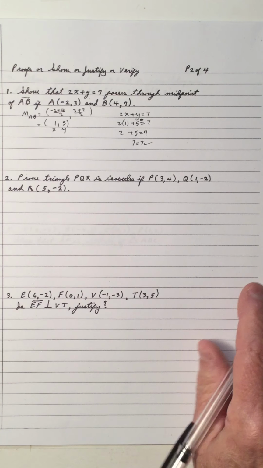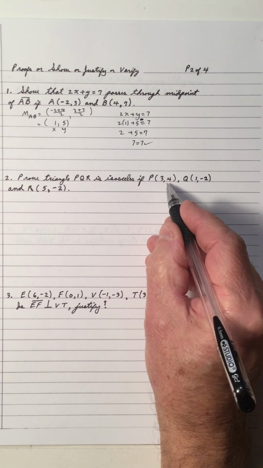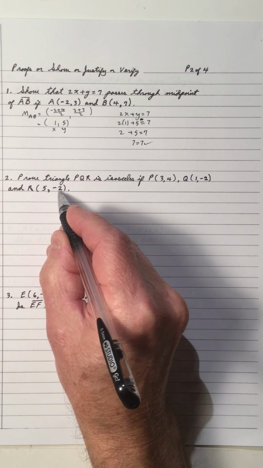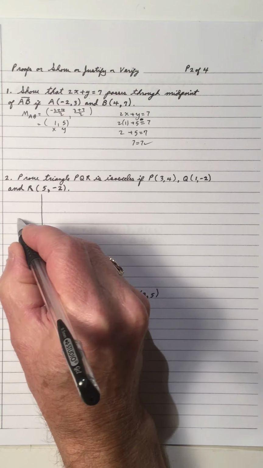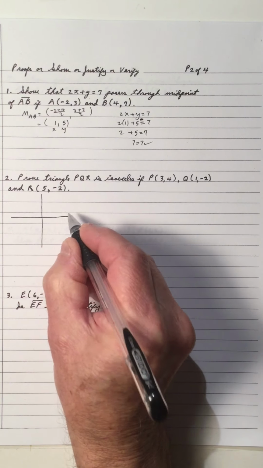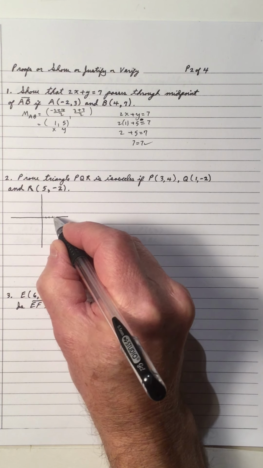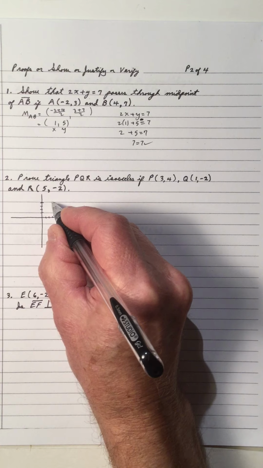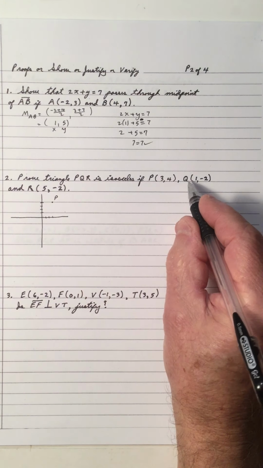Number 2, prove that the triangle PQR is isosceles if P is (3, 4), Q is (1, -2), and R is (5, -2). What I do is draw a quick sketch of what I have. P is (3, 4), so let's just mark 3, comma 4. I'm only doing a rough picture of what I see.